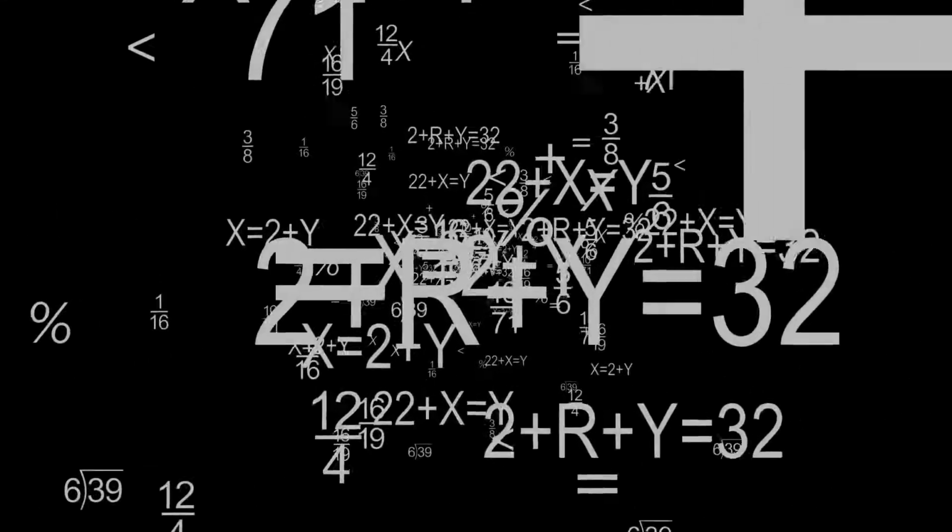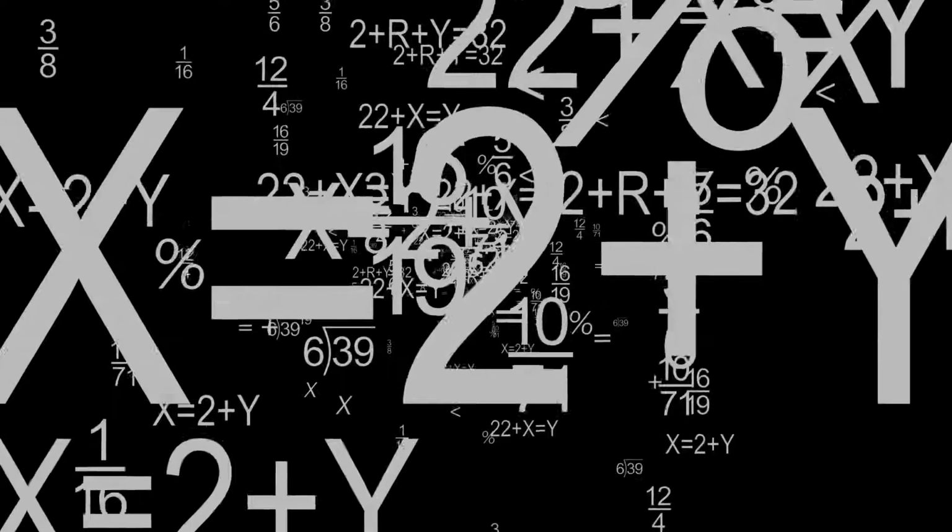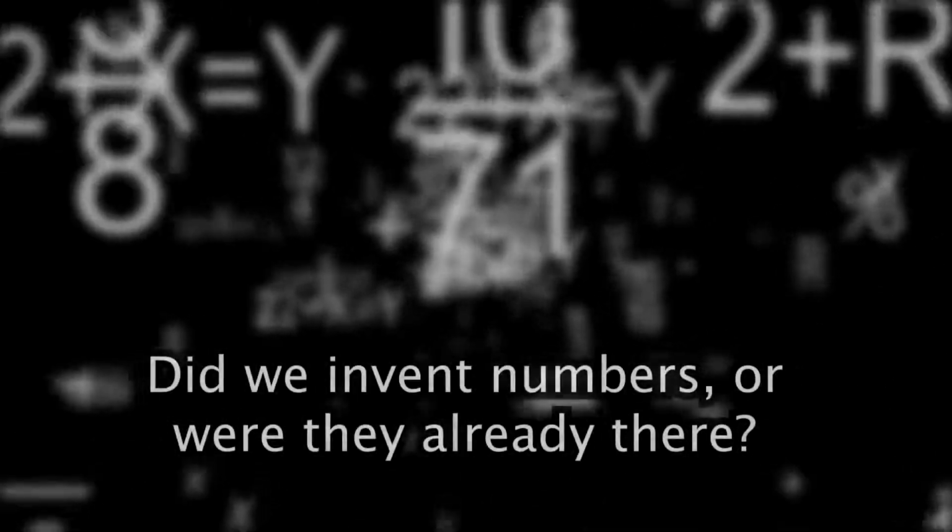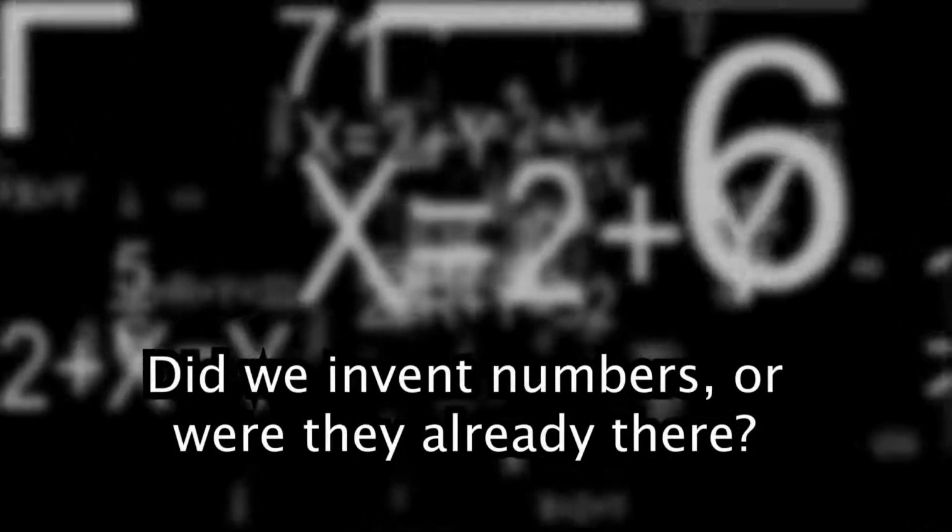The beginning of mathematics starts with numbers and counting, which at one time humans did not know anything about. One of the age-old questions actually is, did we invent numbers or were they already there? Now of course we use a 10-digit number system, but there's no mathematical reason for that.